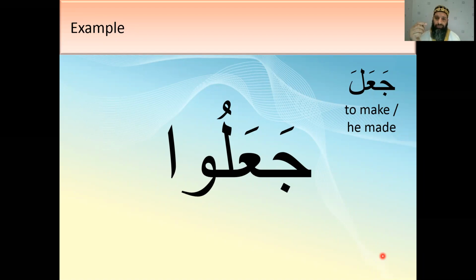Raja'u, they all returned. Kafaru, they all disbelieved. Zalamu, they all oppressed. So the u ending means they all did that verb. You look at the u ending and you know, okay, this u ending means they all did the verb, so these three letters must be the root word. Ja'ala is the root word. Ja'alu, they all did.